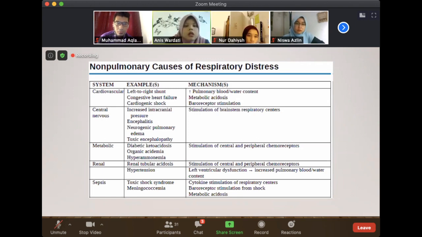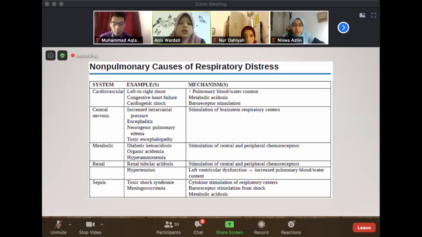This is in Nelson. We also mentioned the mechanisms. For example, for the cardiovascular system, examples are left to right shunt, congestive heart failure, or cardiac shock. The mechanism mentioned is that when there is a left to right shunt, there will be an increase in pulmonary congestion, which later can lead to pulmonary hypertension, causing the patient to be breathless. Or, for example, in congestive heart failure, it can later cause kidney injury, which can also lead to metabolic acidosis.